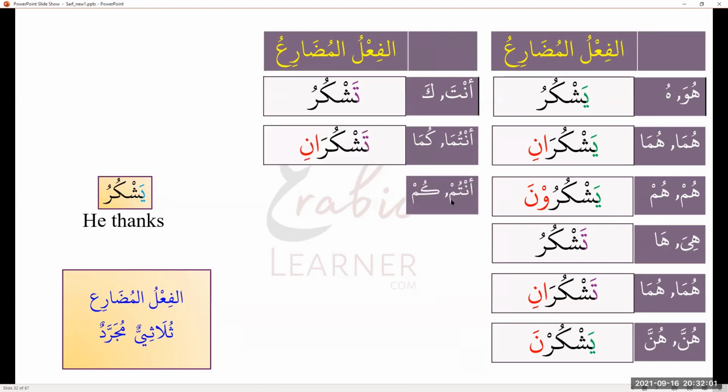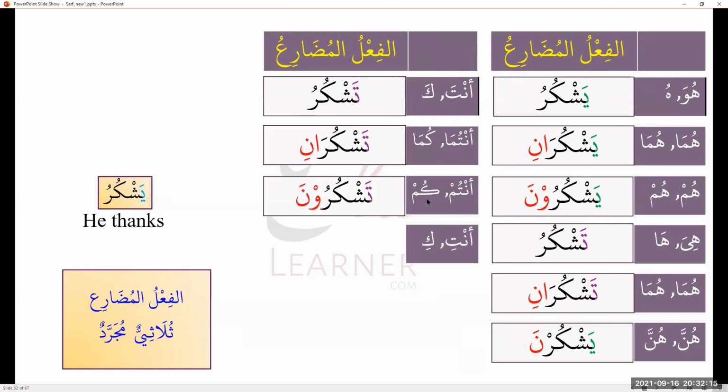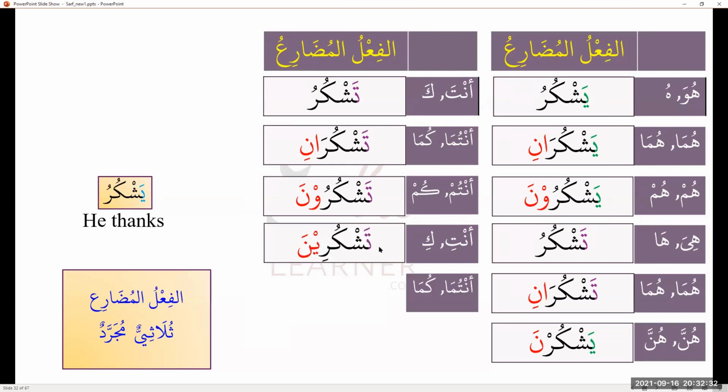Now, what could be the Antuma version for this? Tashkurani. What could be the Antum version for masculine? Tashkuruna. Well done. So what is the Anti version of this? Singular, second person feminine. So it is Tashkurina. Now this is exceptional. So this exception you have to remember. Here comes the Ina.